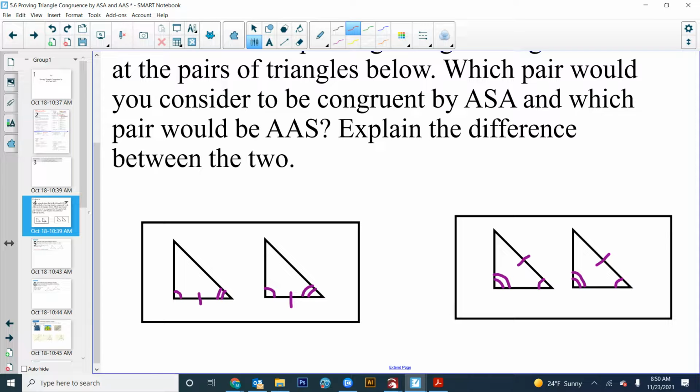In the first one, it's ASA because it goes angle, side, angle, which means the side's in between the angle and the other angle. Good. And the other one? And the other one is AAS because it goes angle, angle, side. You guys agree? Is that what you're going to say in your mind? I was gonna say the hypotenuse and then the leg, and there's two different sides.